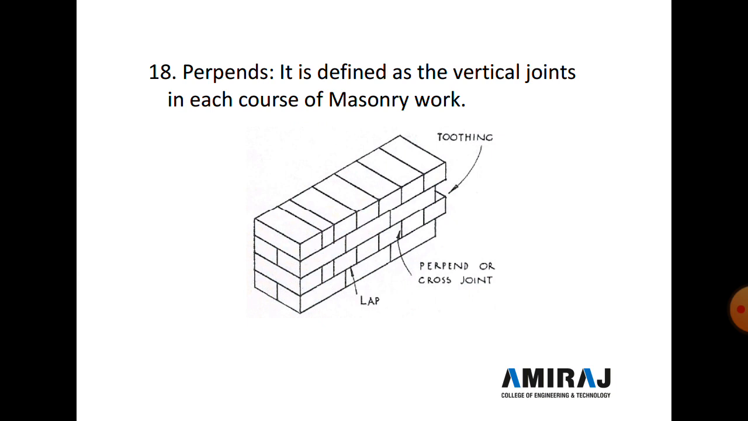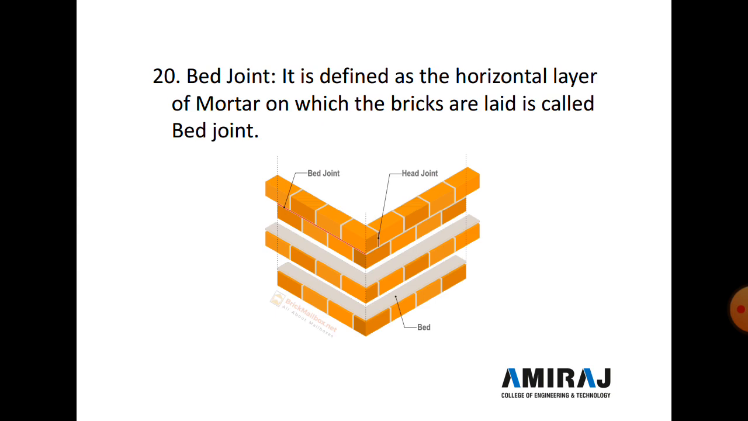Next is a perpend. Perpend is defined as a vertical joint in each course of masonry. See this figure. It is the vertical joint in each course, and the distance between each course is known as a perpend. Another definition is a bed joint. It is defined as a horizontal layer of mortar on which bricks are laid, known as a bed joint. We already discussed the bed joint.